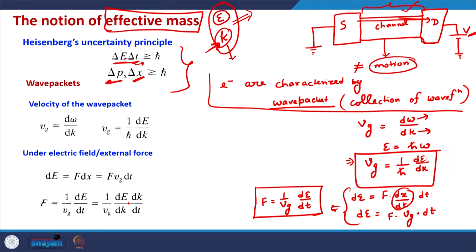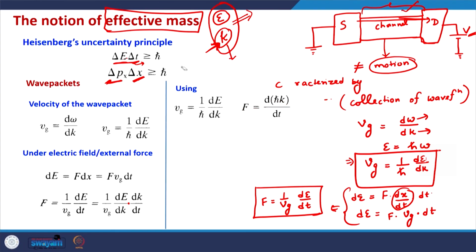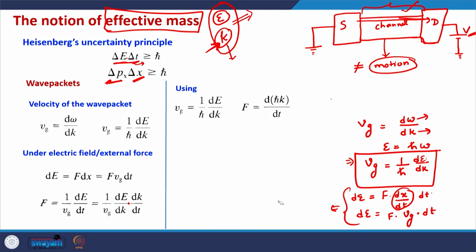written as dE by dk times dk by dt by multiplying and dividing by dk. Okay. So, now we use this relationship between the group velocity of the wave packet and the energy as we derived earlier. So, we have this relationship between the applied force and the 1 by Vg by Vt, or it can also be written as 1 by Vg dE by dk times dk by dt.